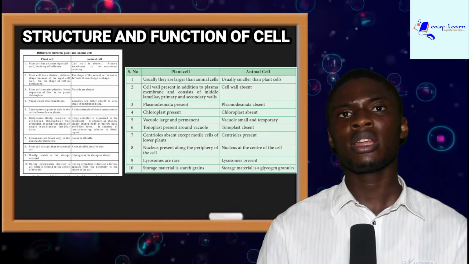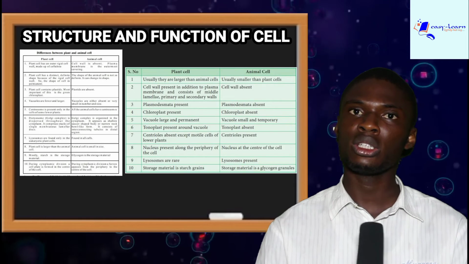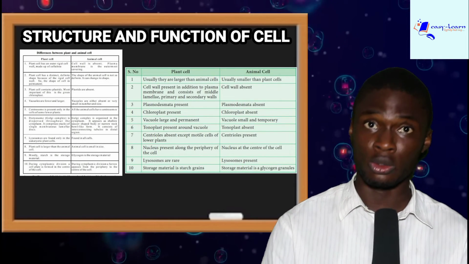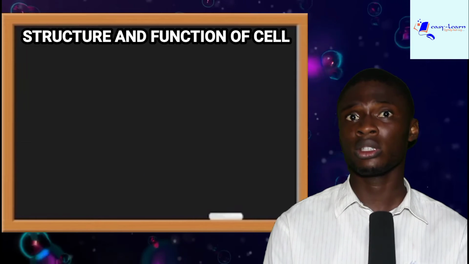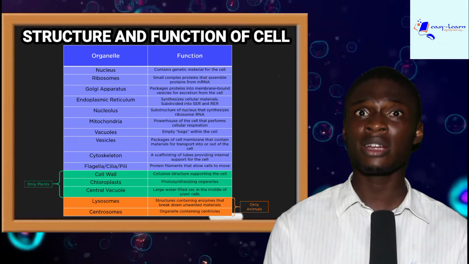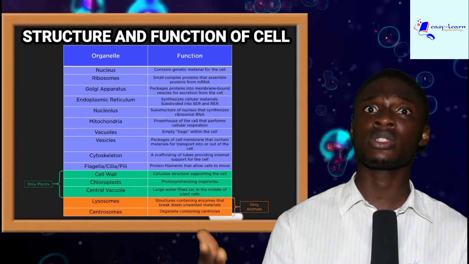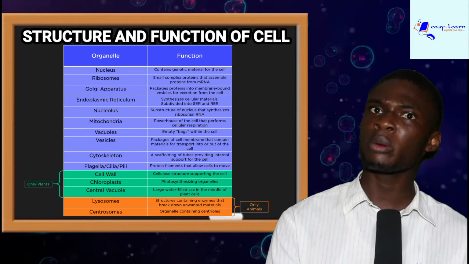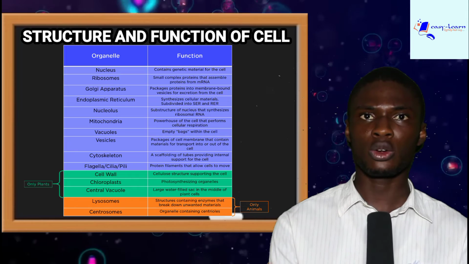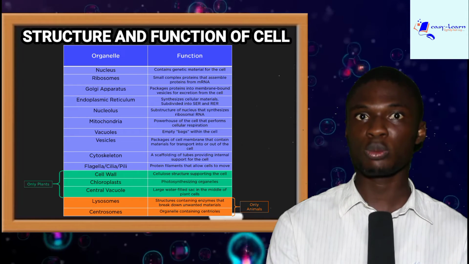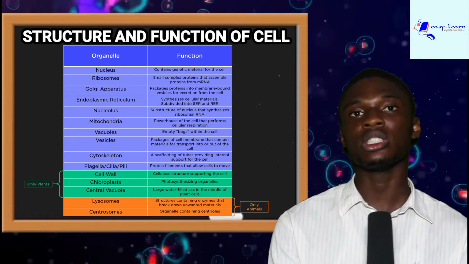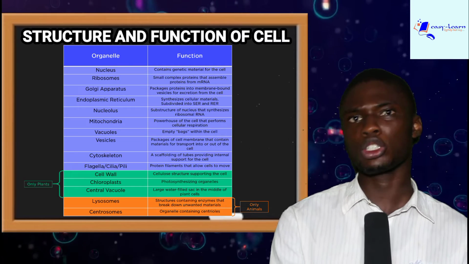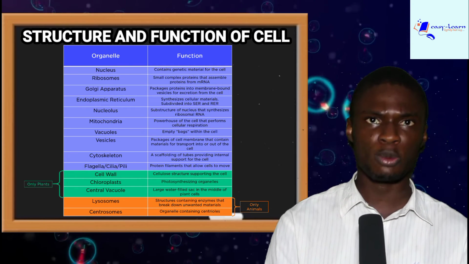Okay. Now we'll be moving very quickly to the functions of the cell organelles. I'll start with the nucleus. As I've said earlier, the nucleus controls all life activities of cells. It contains genetic materials. The nucleolus is the site for ribosome synthesis. The chromosomes are responsible for storing the genes, which contain traits that are passed from parents to offspring.